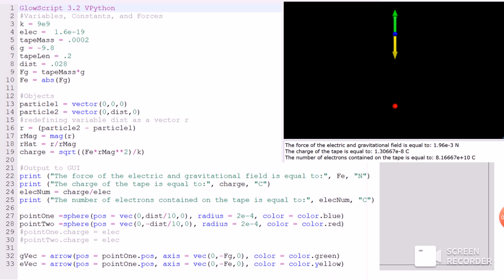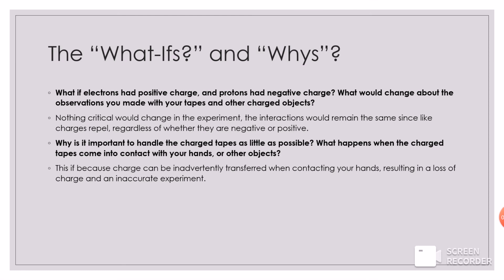Below the model, important information like the charge of the tape, the overall force acting upon it, and the estimated number of electrons within the tape are present. To the left of that, you'll see the code that I used to produce this visual model. Finally up, we have the few remaining questions and final thoughts.